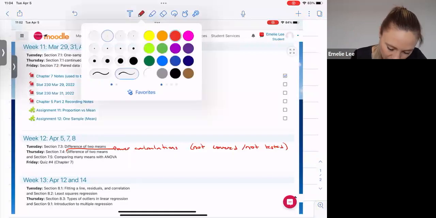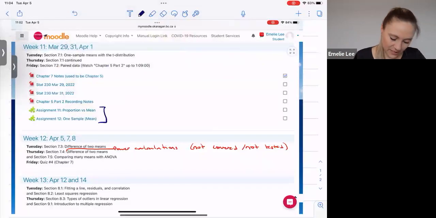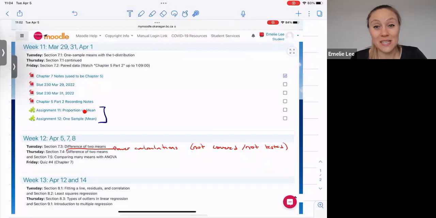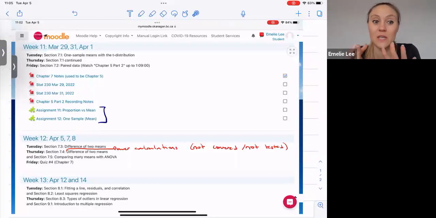I also posted these two assignments. Assignment 11, I did on purpose. It's I think like 4 questions, really tiny, so that you can get your grades up. It's nice to have high assignment grades, so I sometimes throw a little cheapie in there. Then you'll have the 1 sample mean assignment, and after today I'll post the 2 sample means, which includes paired data as well as the difference of 2 means, which we're doing today.